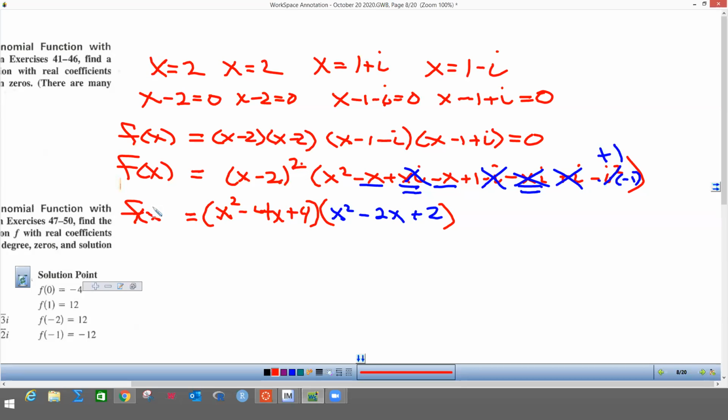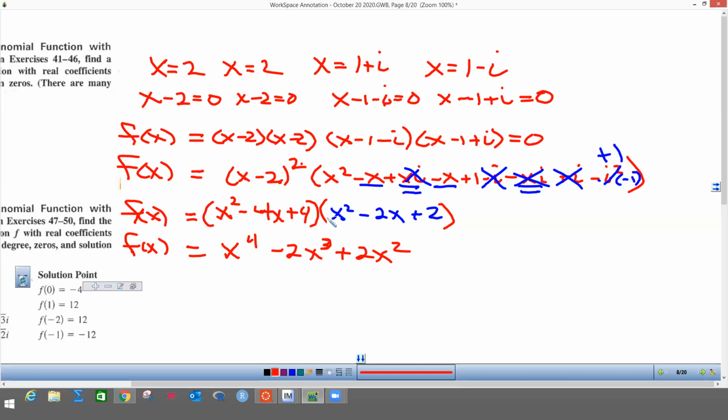Okay, now I'm not done because I've got to multiply this trinomial times this trinomial. So this is going to get long again. When you have 4 solutions, it takes longer. So I'm going to take x squared times all these. So x squared times x squared is x to the 4th. x squared times negative 2x is negative 2x cubed. x squared times 2 is 2x squared.